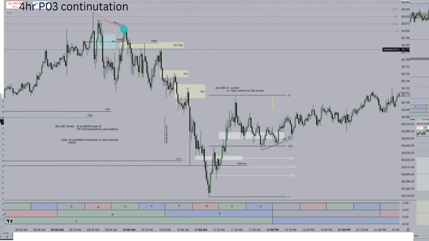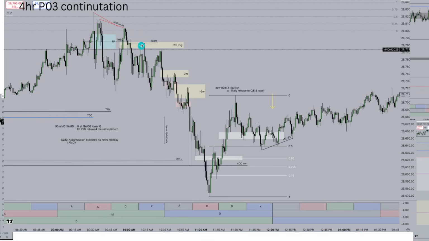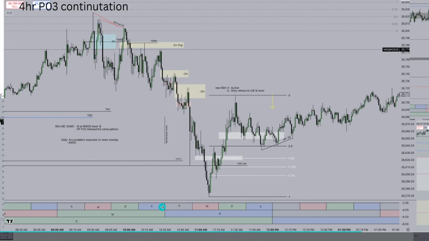After this protected high was put in place, we had 2 microcycles. We did not have a 90-minute, but we had 2 micros, so that's why I said 2 is important. Having 1 is all right, but having 2 right here definitely gave me the confirmation that we're moving lower. I didn't need a second 90-minute. You can also see the 90-minute microcycle's XAMD, so we're looking at manipulation during this time. When 10 a.m. opens, I'm using the 2-minute, the first presented, and the 3-minute gaps, and I'm also using what cycle we're in to determine the quality of the price action.